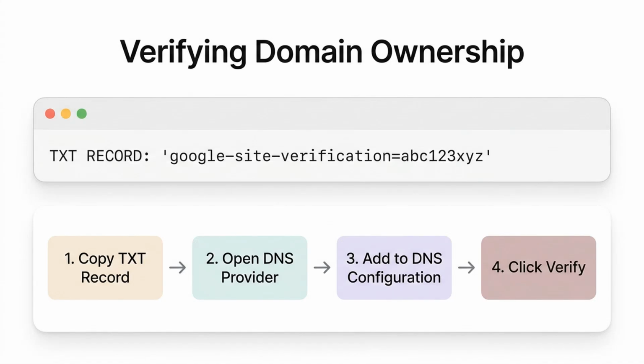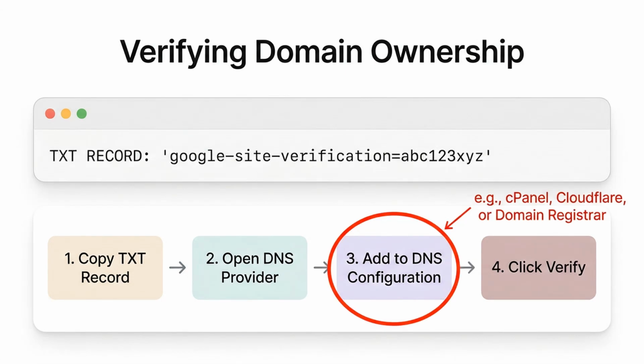When you set up Search Console, Google needs concrete proof that you actually own the domain you are trying to index. The most common and secure method is DNS verification. You will be provided with a specific TXT record that you must copy. You then take this copied record and paste it into your domain's DNS configuration panel. This might be located in your cPanel, Cloudflare account, or directly with your domain registrar. Once saved, Google pings this record to verify your ownership.